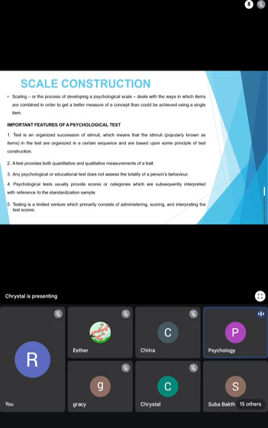Whereas in a multidimensional scale, what happens? You may find several distinct groups of items which may correlate well with each other, but not with some other group of items. Since it's theoretical, you may not understand the importance of this. But when we discuss the examples, when we discuss the types of tests, then it will be easy to understand. So I think I've covered the meaning of a test, scale, scaling, and the principles involved.